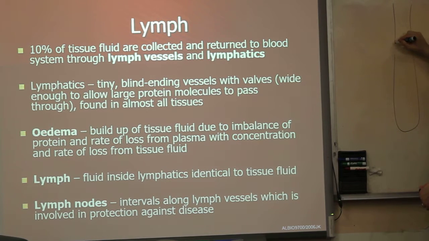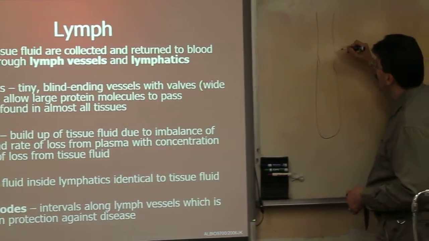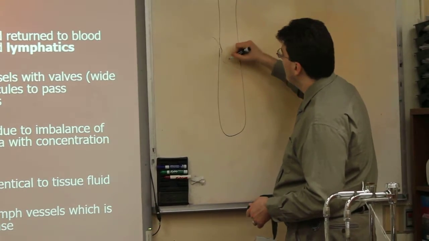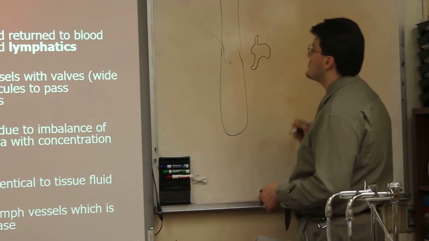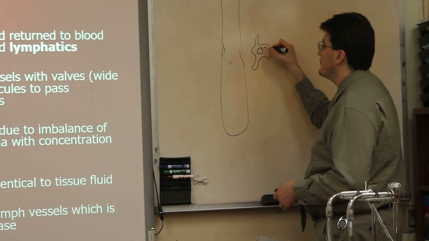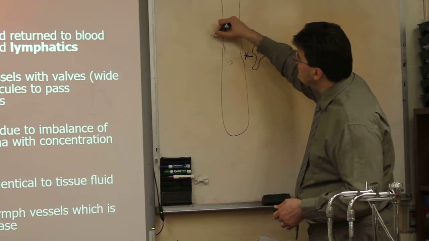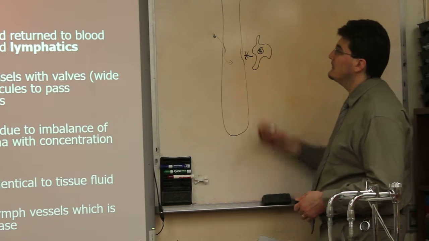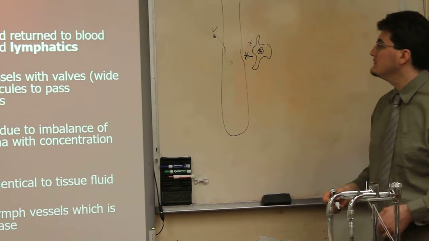but not so wide as to allow a large cell to pass through. So little protein chunks can get through, but cells can't. All right?